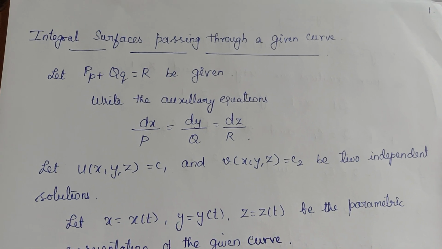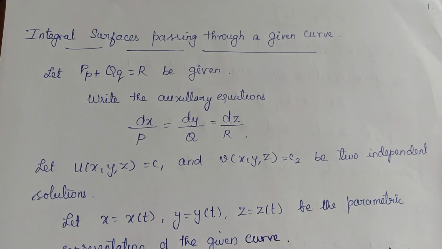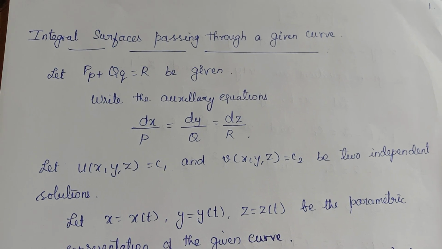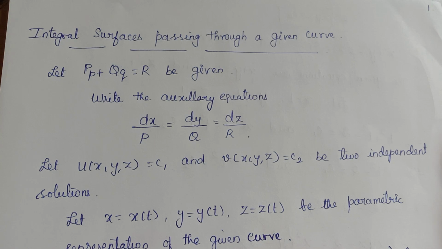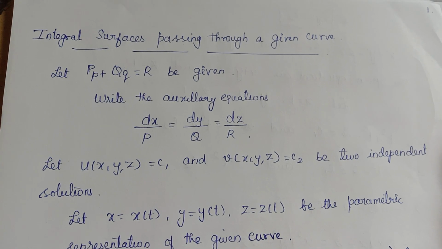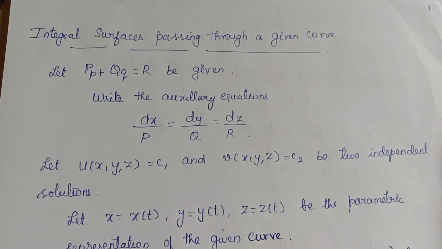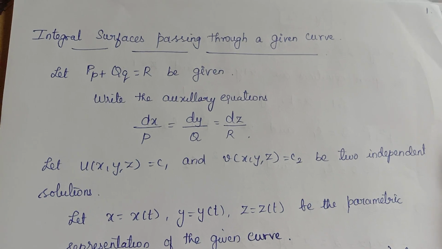The first one is how to find the integral surface passing through a given curve. The second one is to find orthogonal surface. The third one is solving compatible system of first order PDE. Okay, the first one is integral surface passing through a given curve.